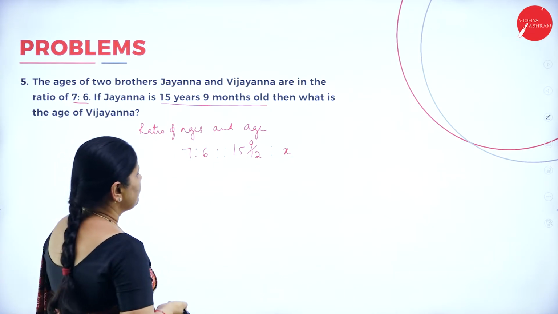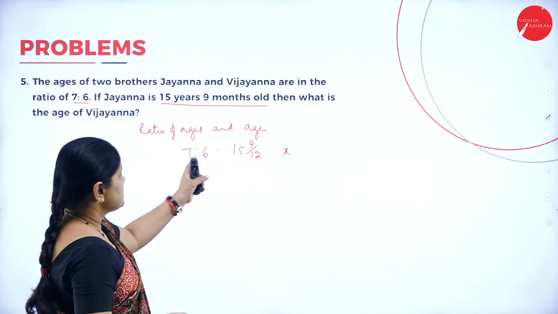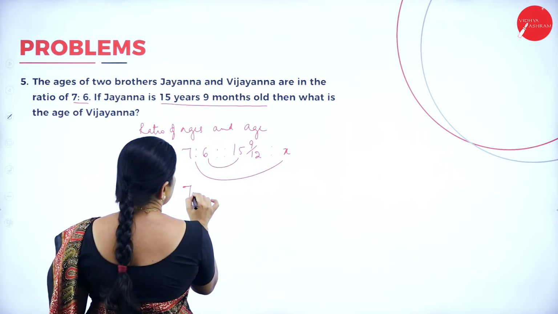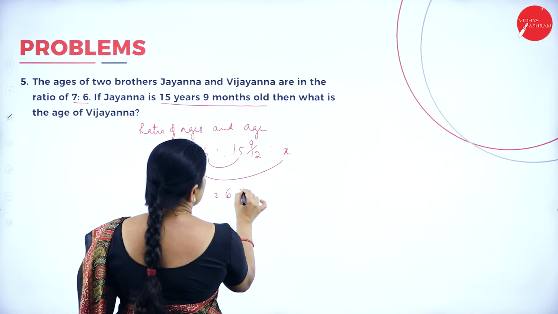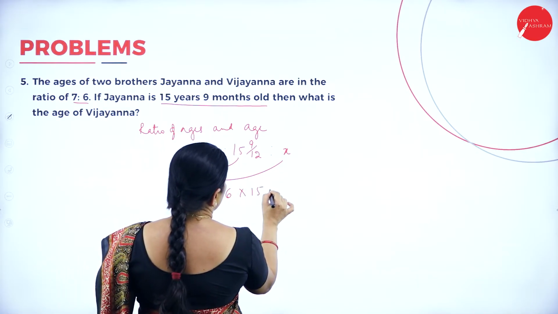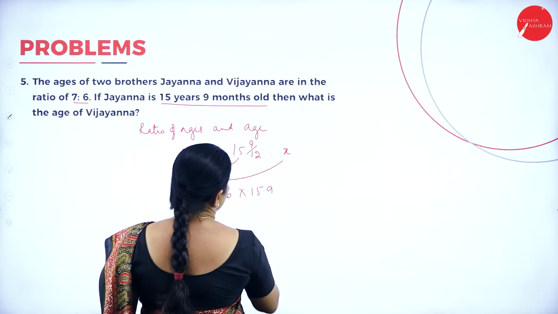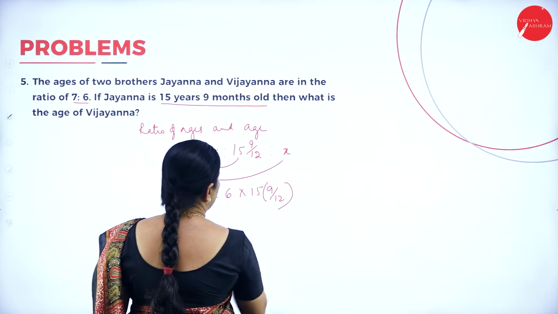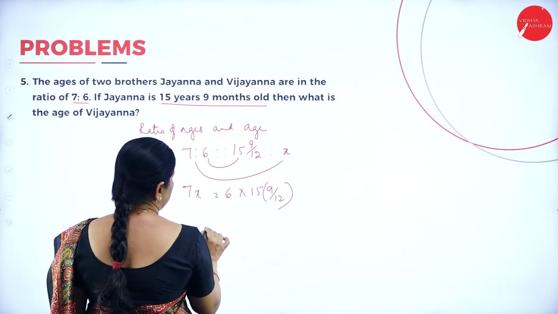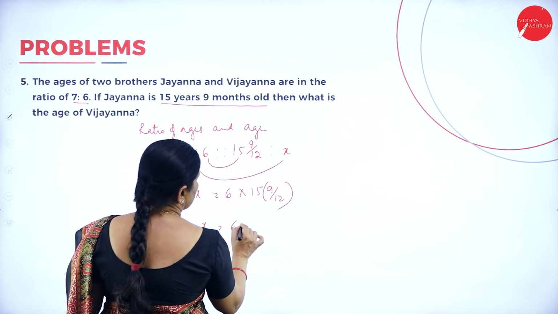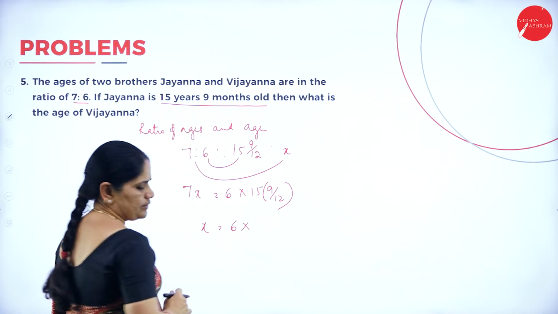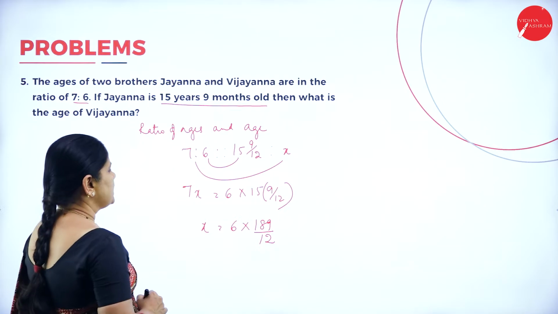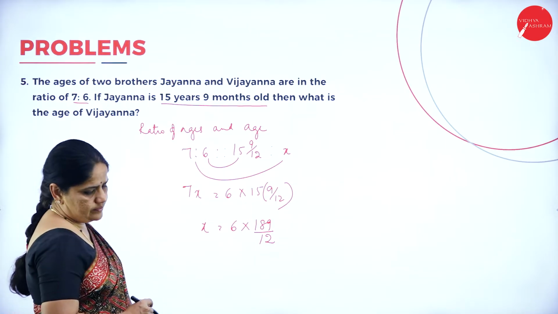So we don't know the value of x. That is Vijayanna. So we multiply this. So 7x equals 6 into 15.9. So 15 into 9 by 12. So x will be equal to 6 into 189 divided by 12.